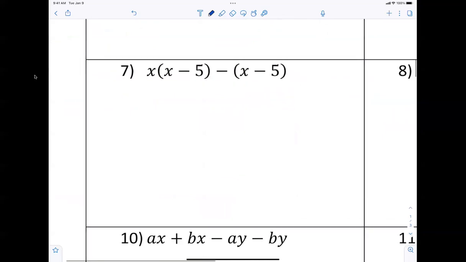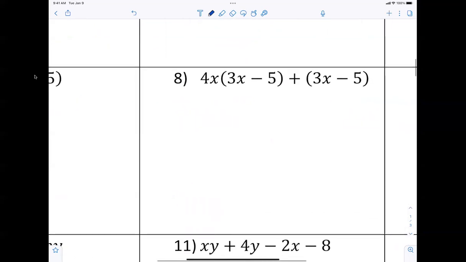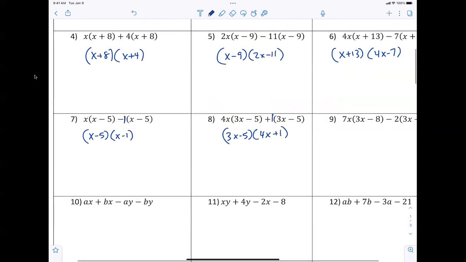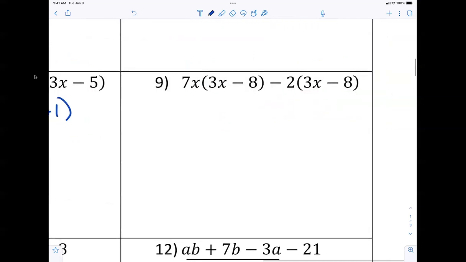We have to have a thinker for number 7. X minus 5. Is it X minus 1? You are amazing. There's a 1 right there. Very nice. Good work. Molly, go. 3x minus 5. And then 4x. You have to remember there's a 1 in front. Okay, Brennan, go. 3x minus 8. Yep. 7x minus 2. Simple as that.